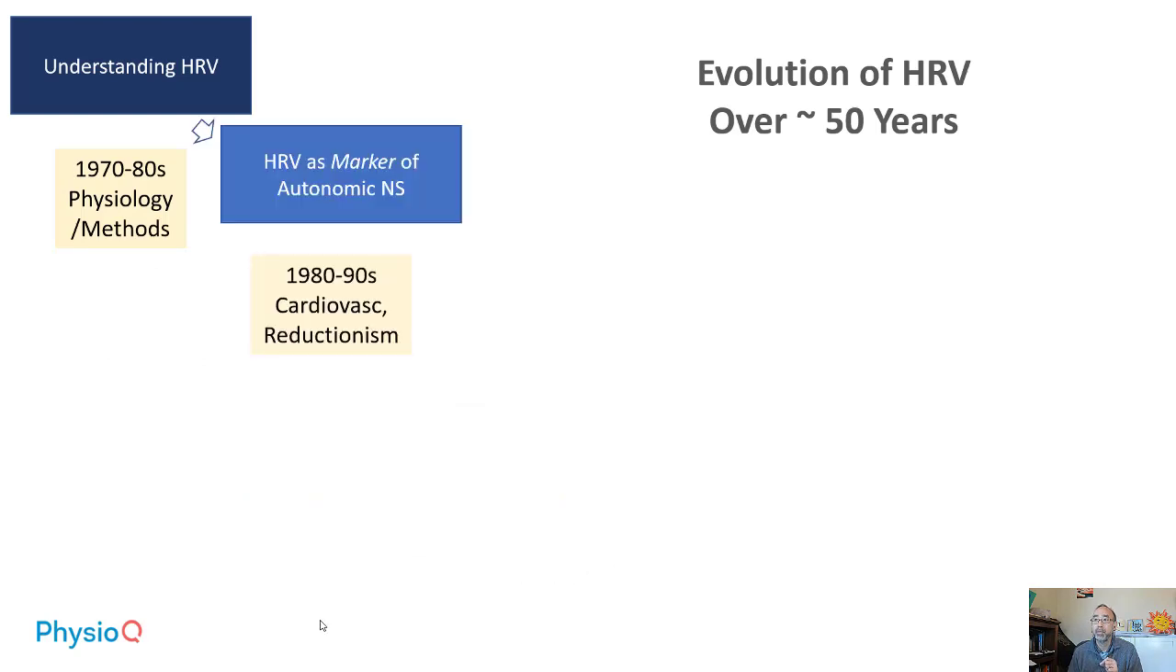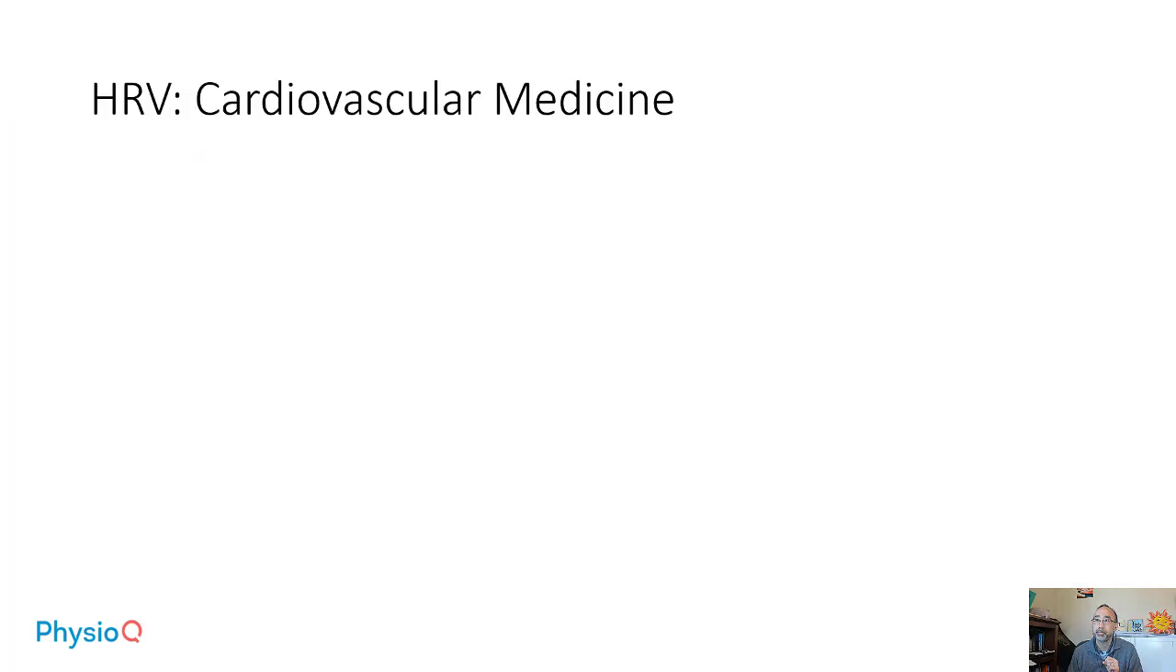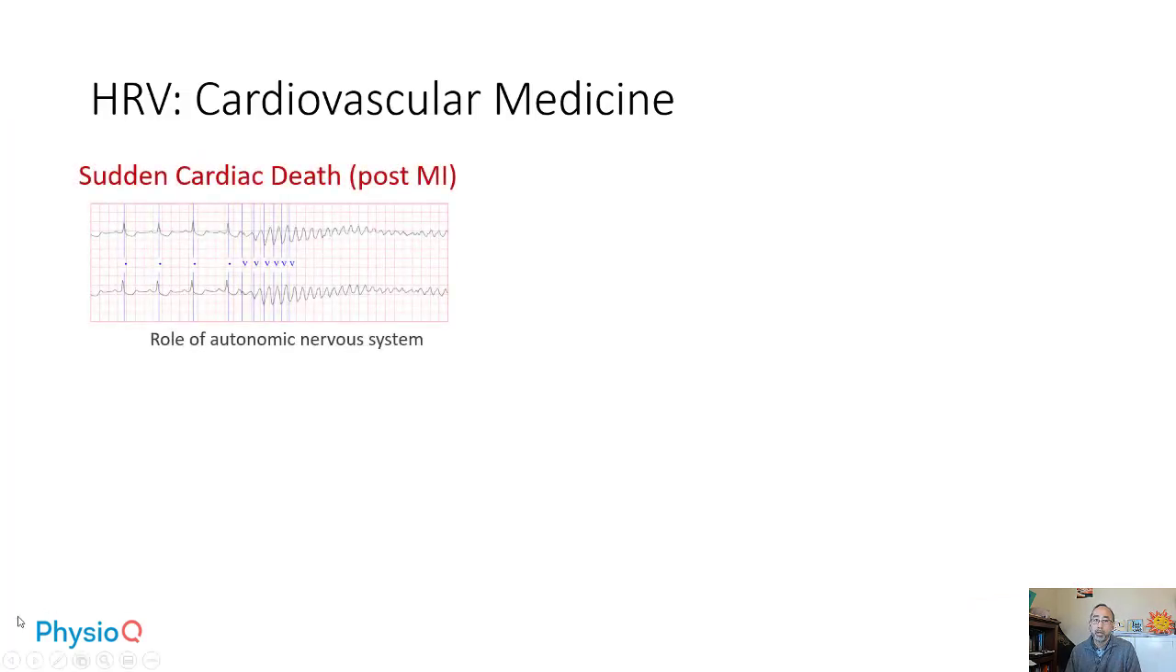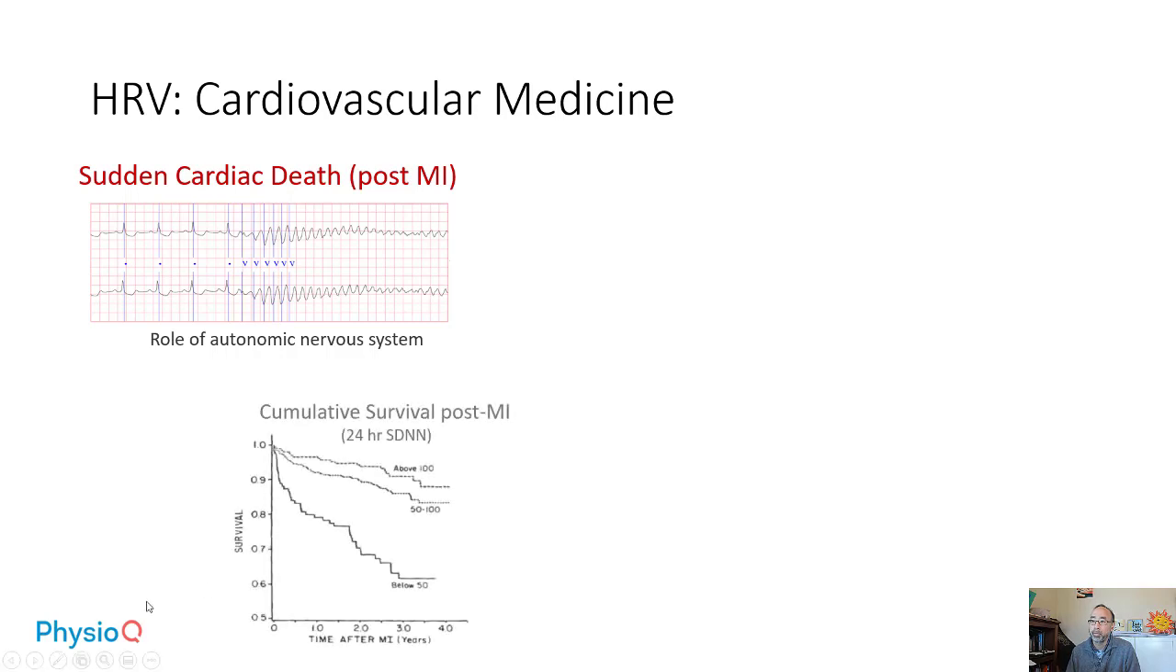The 1980s and 1990s was the age for major advances in cardiovascular medicine. This was a time when the autonomic nervous system was recognized as playing a pivotal role in the occurrence of deadly arrhythmias or sudden cardiac death, particularly post-MI. And heart rate variability as a proxy for autonomic nervous system activity was used to risk stratify post-MI patients.